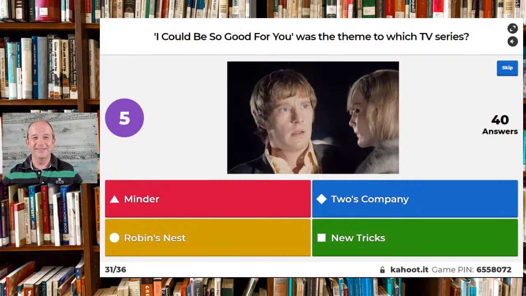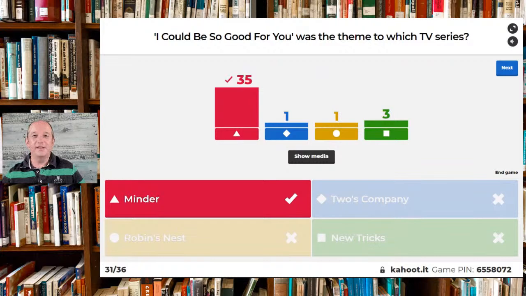Let's see who's got it right. Ta-da! Oh, yeah, Minder. 35 of you getting that one right, so well done. I was going to say it's not particularly difficult, but only if you know the answer. If you don't know the answer, they're all difficult questions. So sorry about that. I'm trying to mix it up a little bit for you.